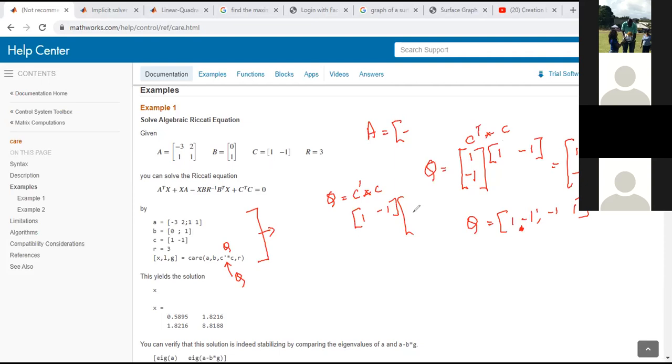Right, Q where, sir? At that line there. Okay. If you define Q, then you can just write instead of C transpose times C, you can just write it as Q. After we write R equal to, we define the Q. All right. It's 1, negative 1, negative 1, 1.